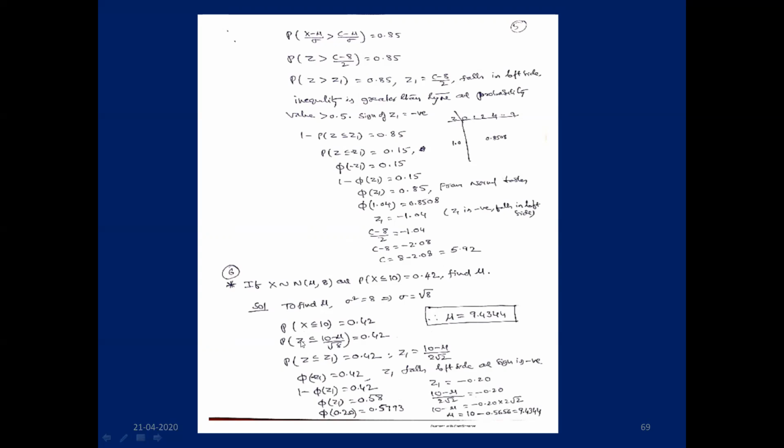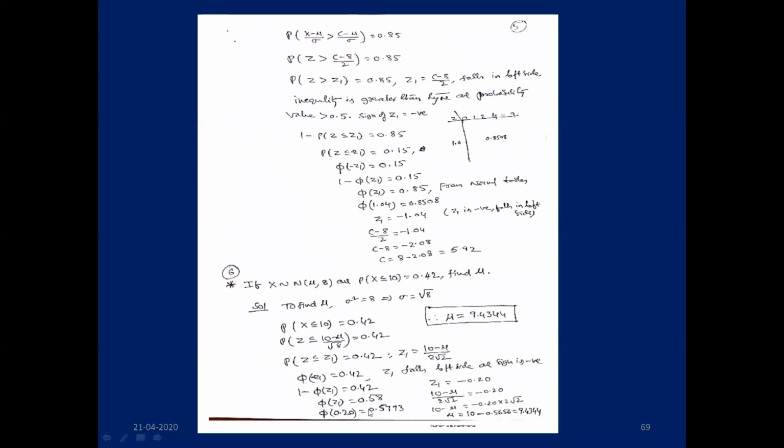Probability of X less than or equal to 10 is equal to 0.42. X should be converted into Z: X minus mu by sigma, that is 10 minus mu by root 8, which is 2 into root 2. Z1 is 10 minus mu by 2 root 2. Here the inequality is less-than type and the probability is less than 0.5, so Z1 falls on the left side and the sign of Z1 is negative. So this is converted to CDF: phi of minus Z1 is equal to 0.42, 1 minus phi of Z1 is 0.42, phi of Z1 is equal to 0.58.